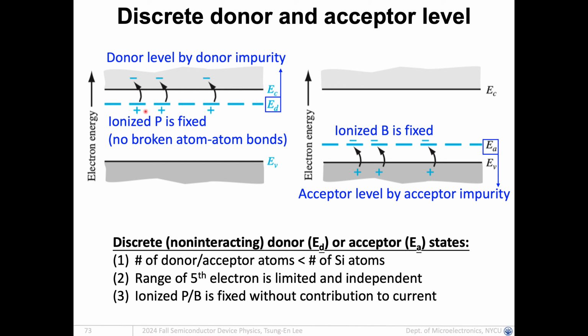If that's the situation we assume, once the boron or phosphor is ionized, those ionized states are fixed, which means they will not contribute to conductivity in the valence band or conduction band. So we just need to focus on how many donors or acceptors can be formed by the impurities, and that is determined by the donor level or acceptor level.